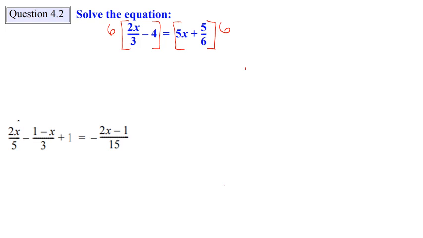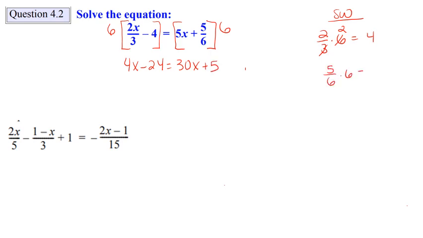And I'm going to take this 6 and multiply everything in the bracket. So some side work, 2/3 times 6 is going to be 4. 3 goes into 6 twice, and that's going to get us a 4. So this is going to be 4x minus 24 equals 30x plus 5. And then 5/6 times 6 is 5. If you have trouble with multiplying fractions, please go back to the original video where I taught multiplying fractions.